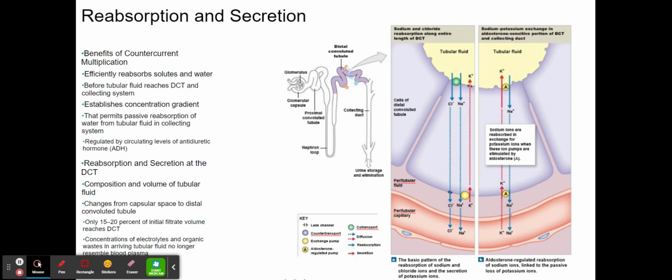The tubular fluid entering the descending limb of the nephron loop has an osmotic concentration of roughly 300 milliosmoles per liter, due primarily to the presence of ions such as sodium and chloride. The concentration of organic waste, such as urea, is low.